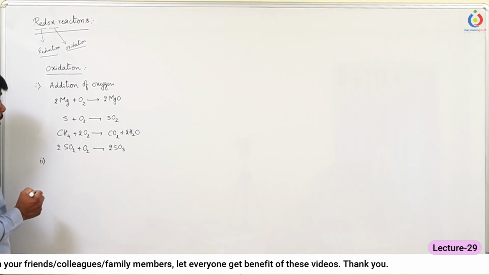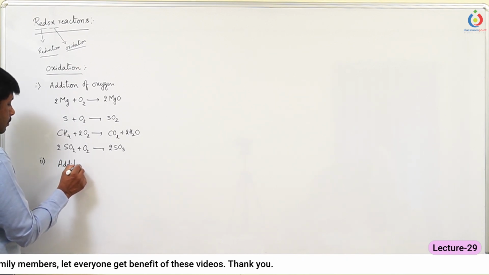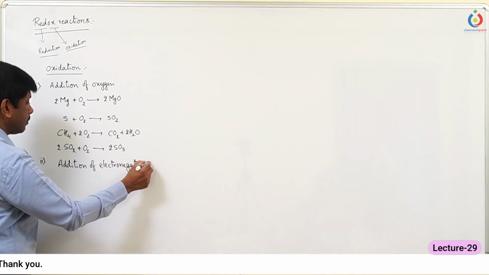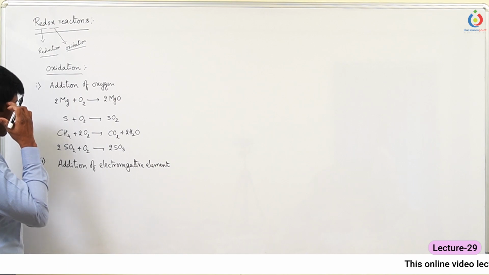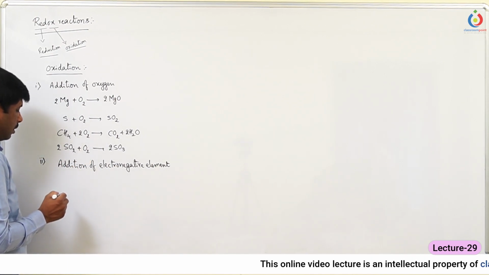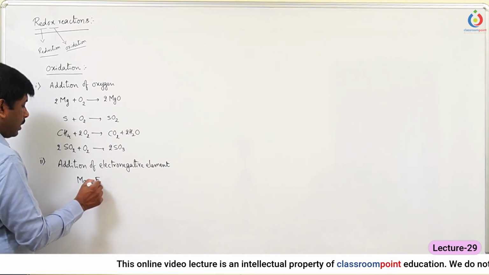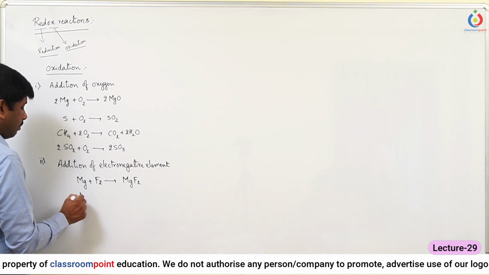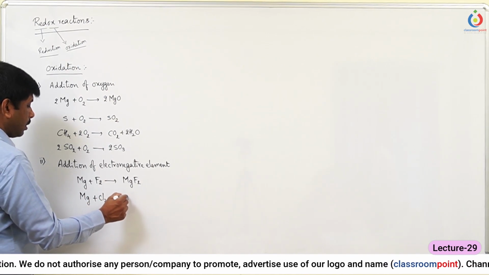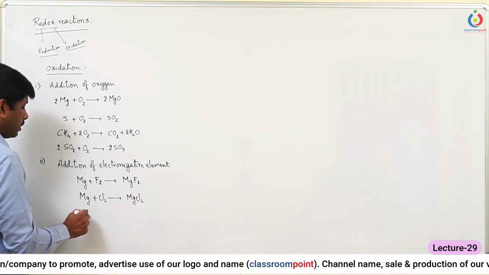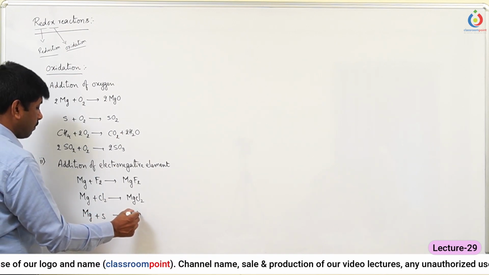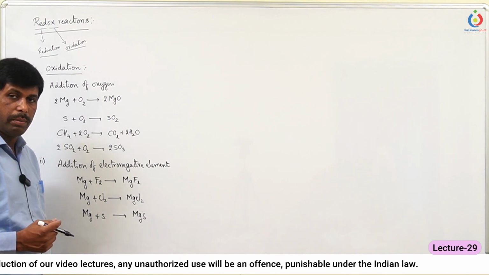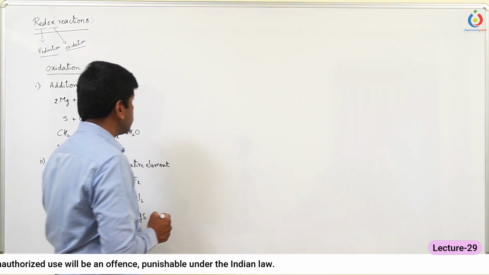Let us see one more: addition of an electronegative element. When an electronegative element is added, that is also known as oxidation. Take magnesium, add fluorine. Fluorine is an electronegative element compared to magnesium, and here we get magnesium fluoride. Similarly, magnesium with chlorine gives magnesium chloride, and magnesium with sulfur gives magnesium sulfide. These are all oxidation reactions where an electronegative element is added to the less electronegative element.